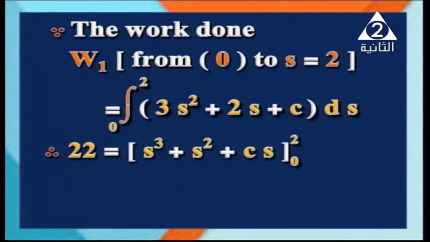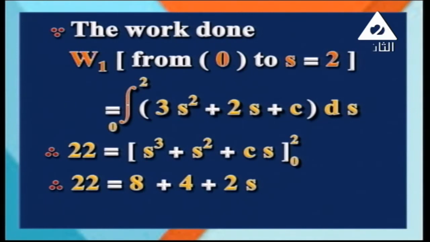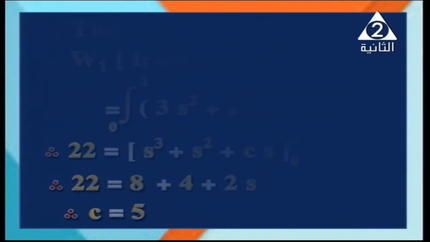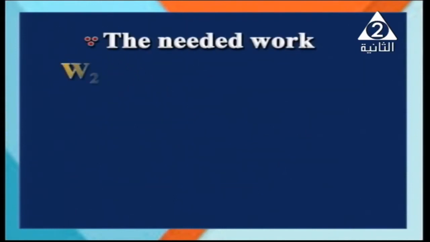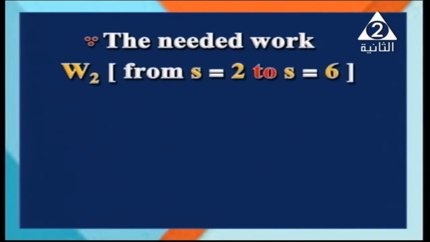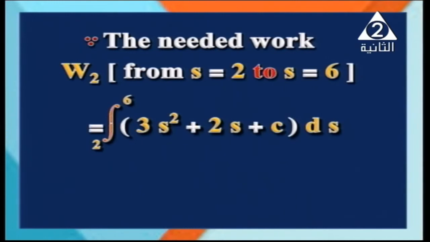The work done is 22, given by using integration, s power 3 plus s power 2 plus cs from 0 to 2. By using substitution at s equals 2, therefore 22 equals 8 plus 4 plus 2c. Therefore the constant c equals 5. By using the relation, the needed work from s equals 2 to s equals 6 equals the integration from 2 to 6 of 3s squared plus 2s plus c.